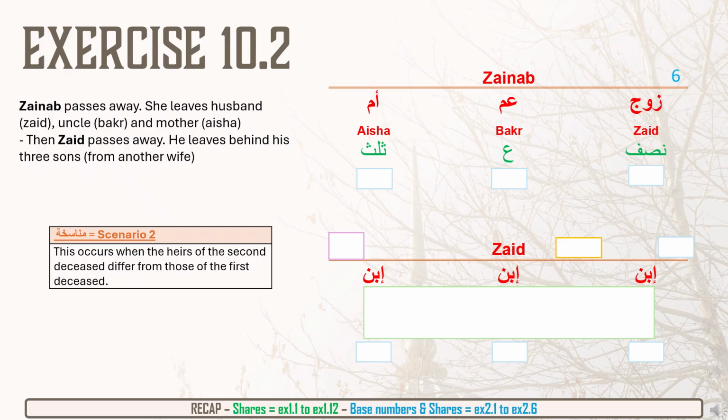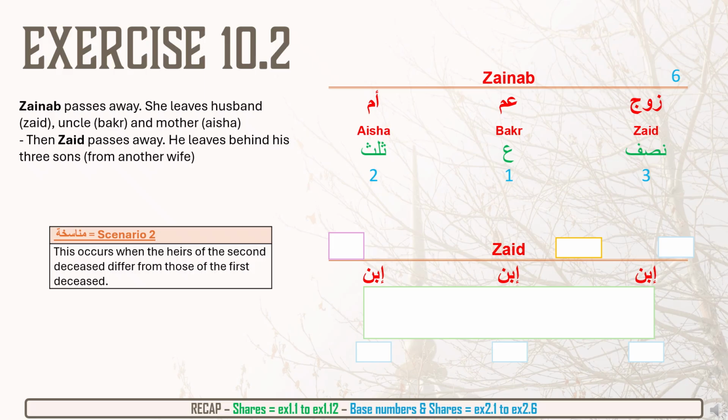Well, a half of 6 is 3 for the husband. We'll go on to the mother. A third of 6 is 2 for the mother, and the asaba amount is 1. Now, here, that's all sorted for Zainab's heirs. But before distribution, Zayd passes away.